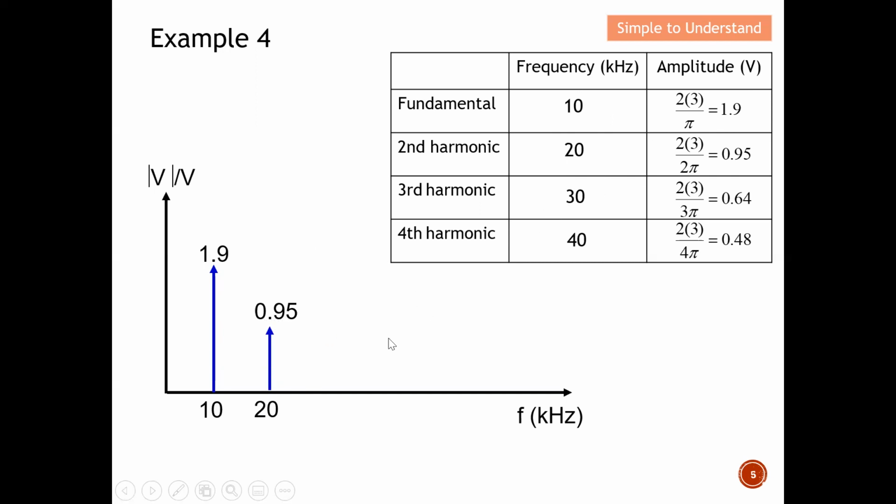Same way for the third harmonic, it actually happens at 30 kilohertz, having a V peak of 0.64 volt. And last but not least, the fourth harmonic, the V peak is equal to 0.48. Basically, I'm done with the amplitude spectrum. From here, you can see that I have transformed the equation into an amplitude spectrum.